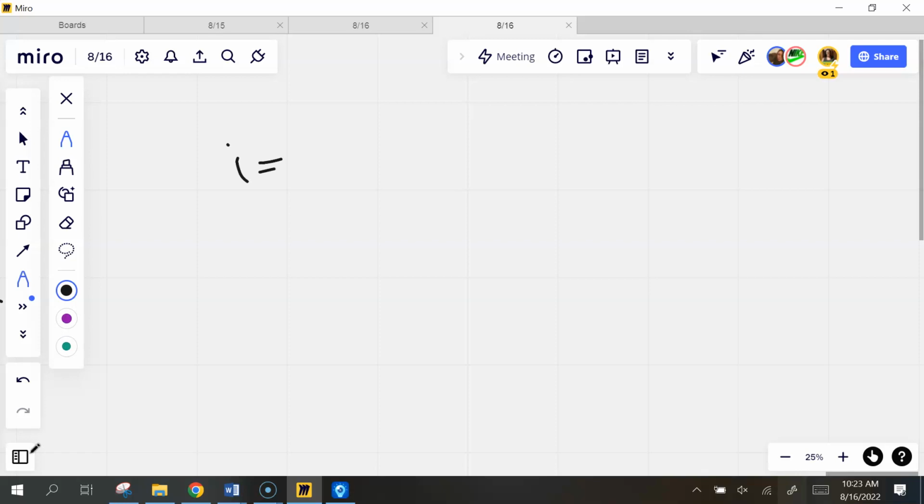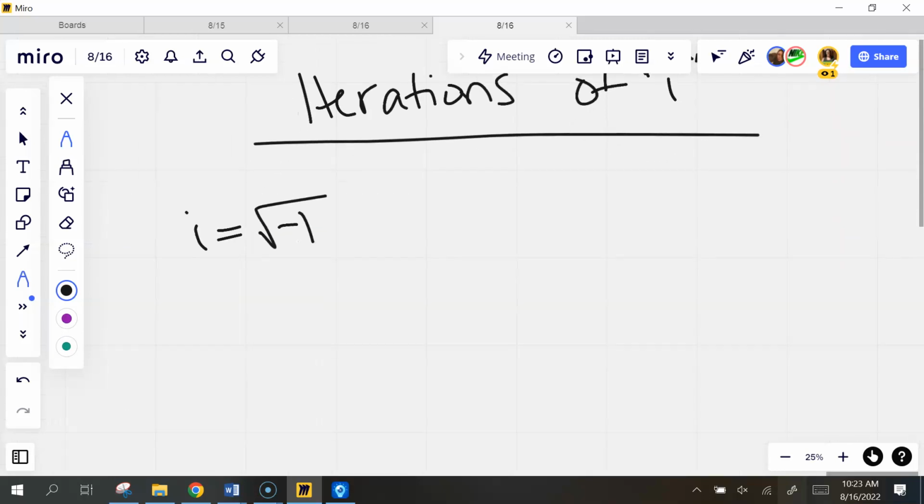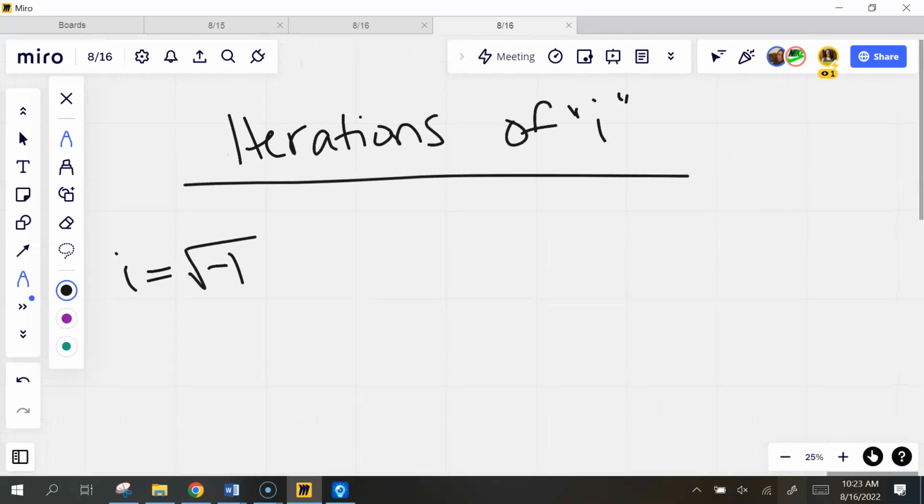Okay. If i is the square root of negative 1, we call this, by the way, a fancy word, iteration of i. We're just looking at the powers of i, essentially what we're doing. If you want to write powers of i, that's fine.